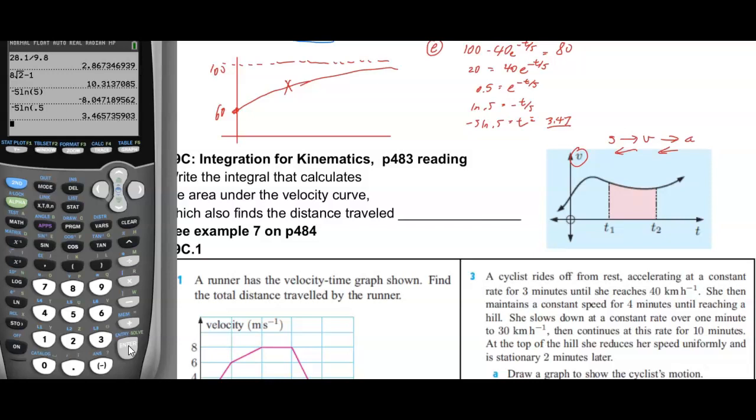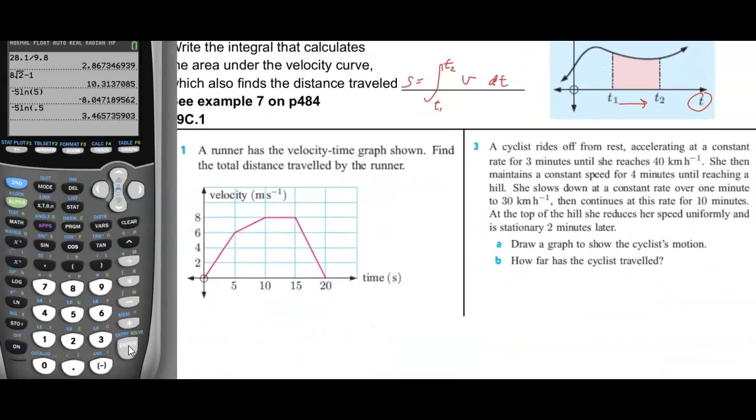So displacement equals the integral from t1 to t2 of the velocity function integrated over the variable t. All right.